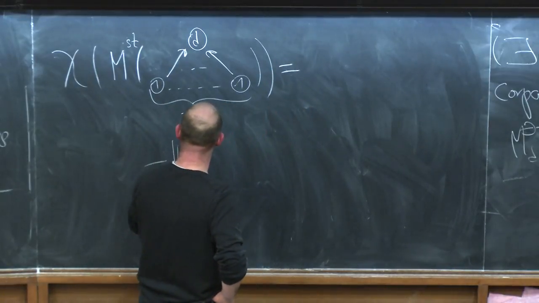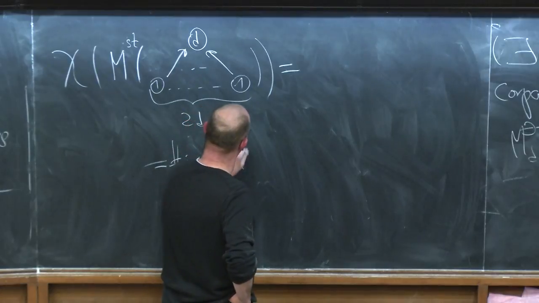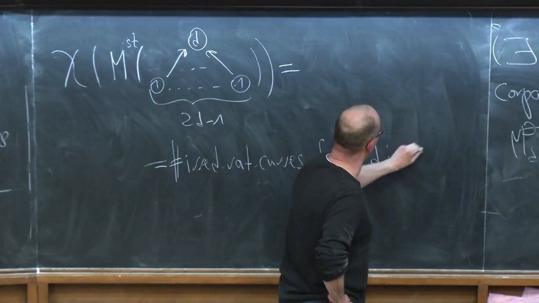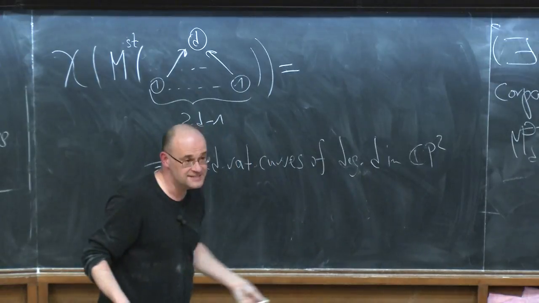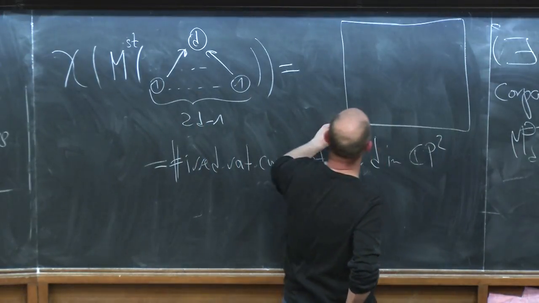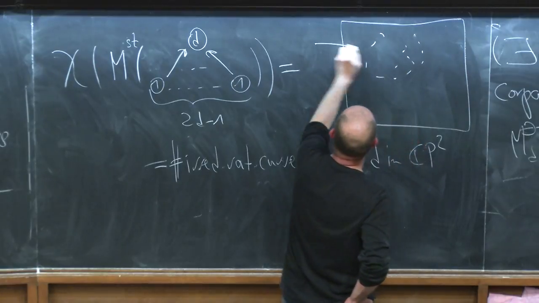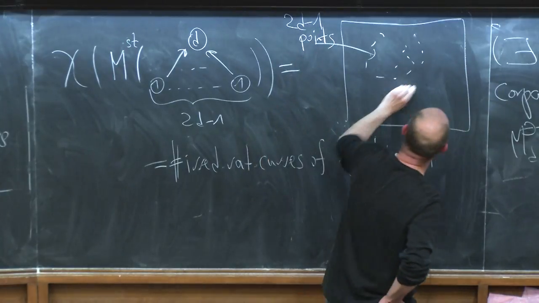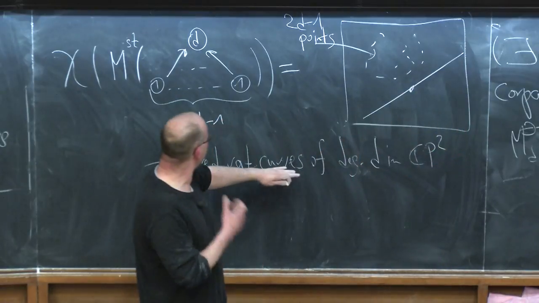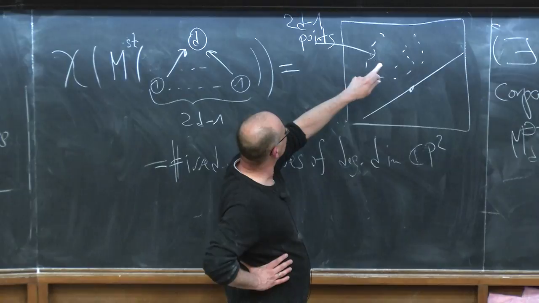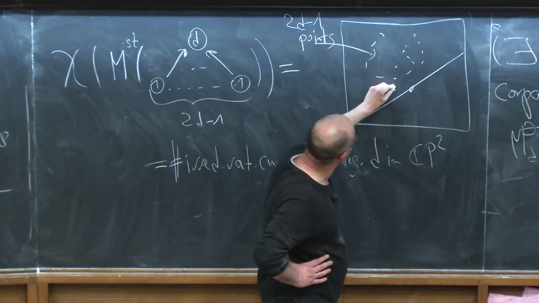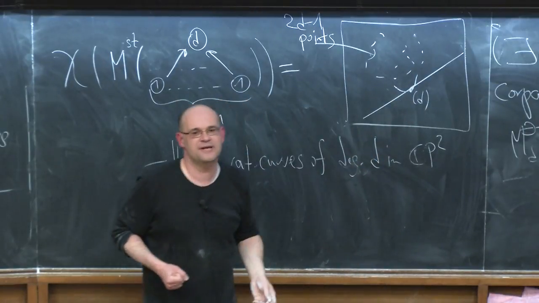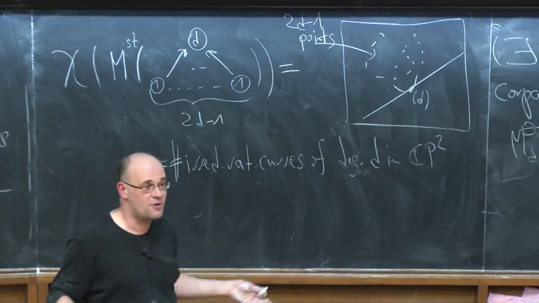And this is actually the same as the number of irreducible rational curves of degree D in CP2 fulfilling certain incidences, like usual. And the incidence, let me just draw it in a picture. You pick 2D minus 1 points in general position, and you pick one line with a fixed point. And then you are counting rational curves of degree D, which pass through 2D minus 1 points, and which are order D tangent to this line in this point. So that's a reasonable incidence condition where you can expect a finite number of solutions, so a Gromov-Witten invariant.